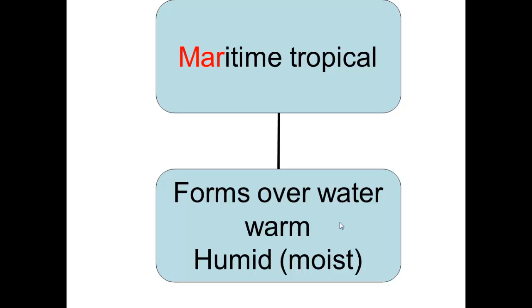Maritime tropical forms over water. The word maritime has to do with water. It is warm because tropical, and the air mass is also humid. Humid air has lots of moisture. Over tropical oceans or rainforests, an air mass becomes warm and very humid because water can easily evaporate there.